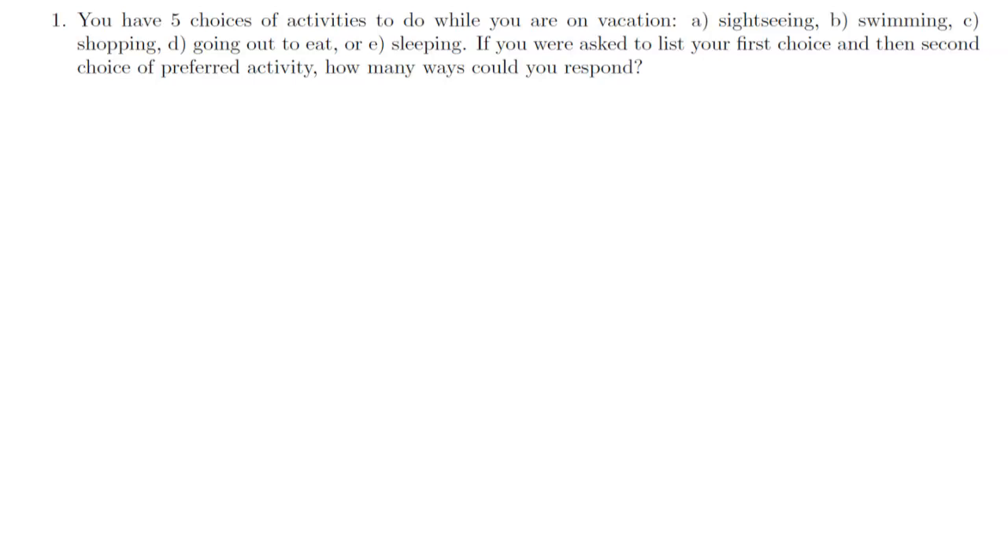Just to clarify, if you are trying to work on this one first, if we read and think about the question, we could list any of the things as our first choice, and then if it's going to be a second choice of activity, we'd have to choose something different. So I shouldn't pick first choice A, sightseeing, and then second choice also A. Because essentially the idea is the second choice is, if we can't do your first choice, what do you want to do next?